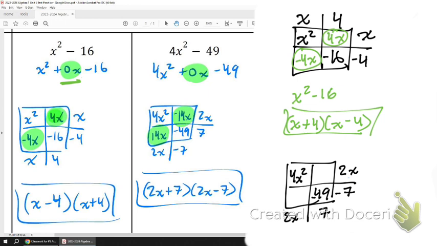Okay, so now let's test it out. Negative 7 times 2x would be a negative 14x. And then positive 7 times 2x would be a 14x. You can see that both of these are the same but opposite, so they cancel each other out to give me this 0x right here. All right, so we got our answers. We have 2x minus 7, 2x plus 7.